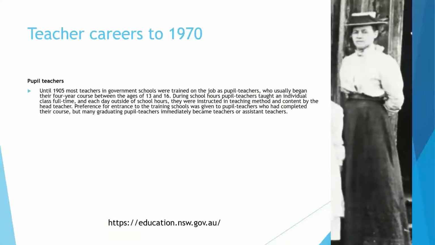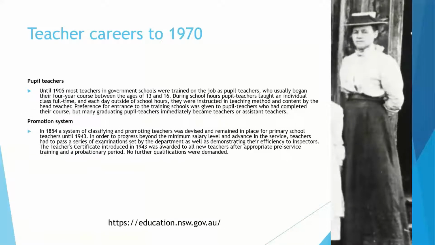Until 1905, teachers in government schools were trained on the job as pupil teachers, who usually began their 4-year course between the ages of 13 and 16. During school hours, pupil teachers taught an individual class full-time, and each day outside of school hours, they were instructed in teaching method and content by the head teacher. Preference for entrance into training schools was given to pupil teachers who had completed their course, but many graduating pupil teachers immediately became teachers or assistant teachers. So that's a concept that's very, very different to today, so I thought I'd introduce it to you right away.